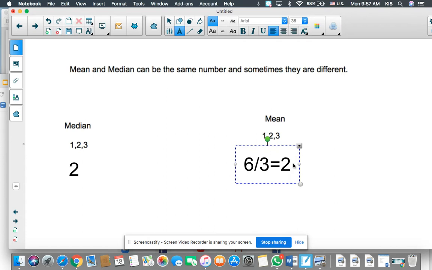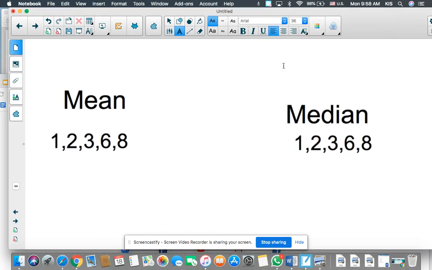As data sets continue to grow and get bigger, this commonality of them being the exact same doesn't always happen. Let's find the mean and the median of the following number sets here. So let's find the median of this set of data here. So the median is 3.